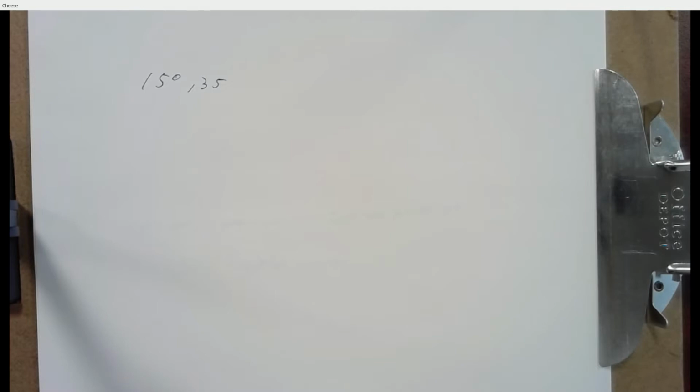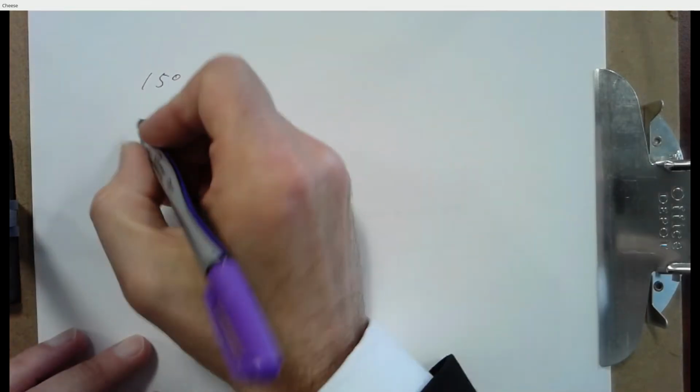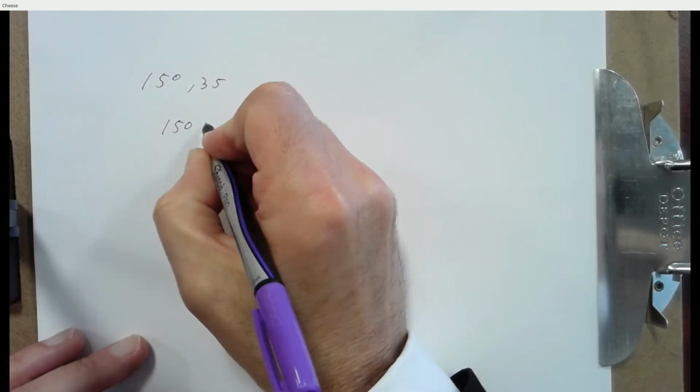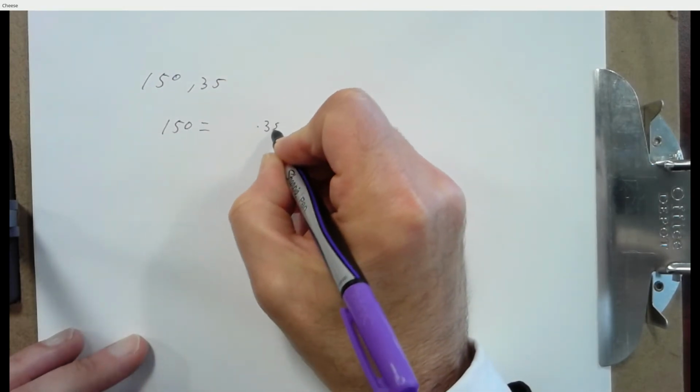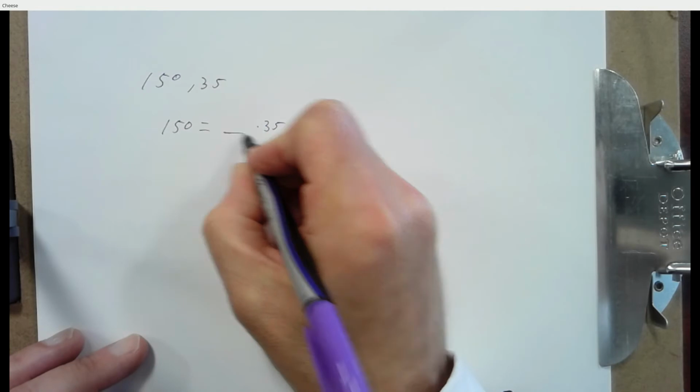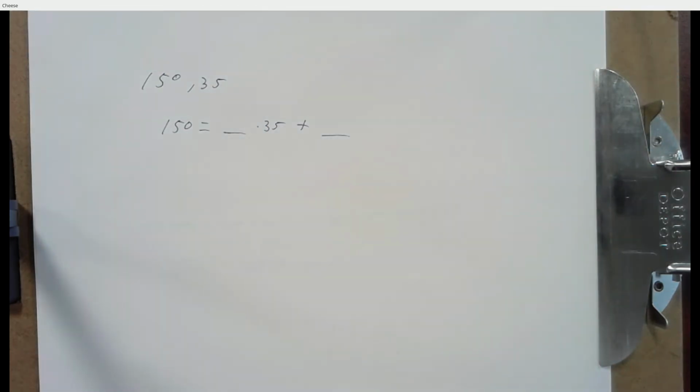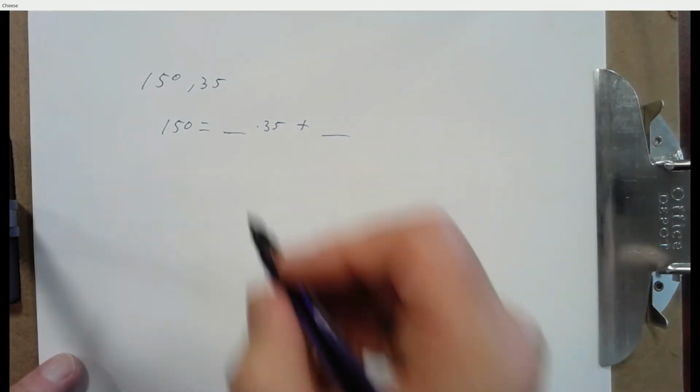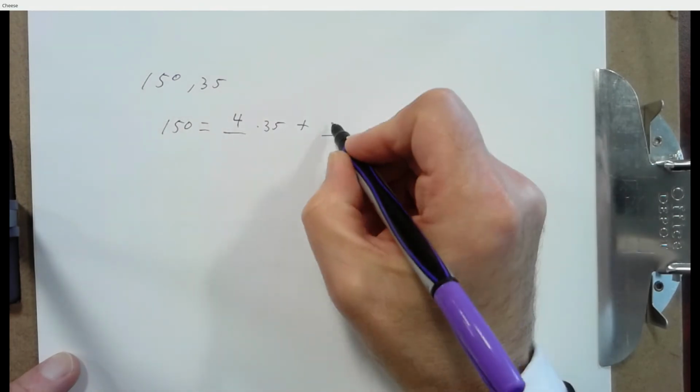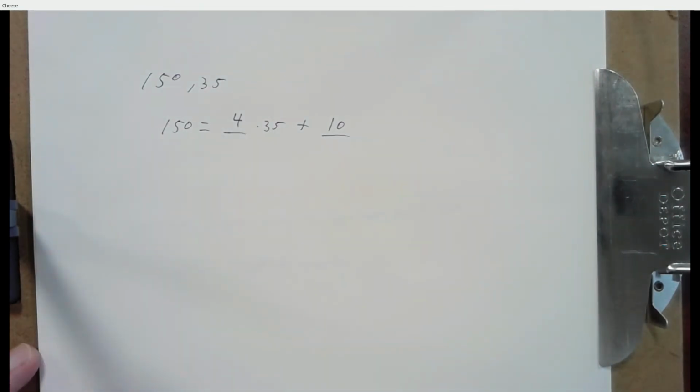If this was a fraction, you'd want to find the GCF and then divide both of those by the GCF. So Euclid's algorithm does the following. It says 150 equals something times 35 plus something. So how many times can we put 35 into 150? Well, I think it goes in about 4 times with 10 left over.